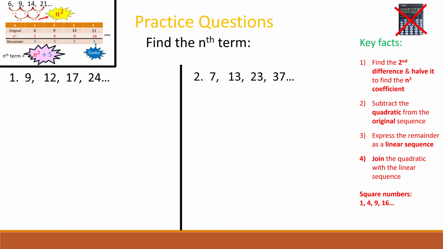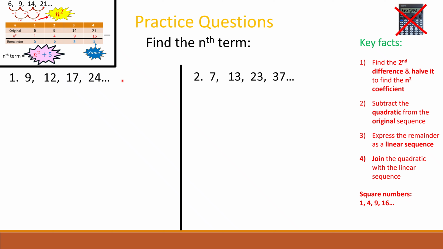I've got 2 practice questions here for you to find the nth term of. So question 1 and question 2. Here's the example we've just worked out up in the top left-hand corner. Your key facts are down here with your square numbers to help you. See if you can work out what the nth term is for these 2 sequences. Press pause, get yourself pen and paper, or write on your computer or device, and then press play when you've got an answer.